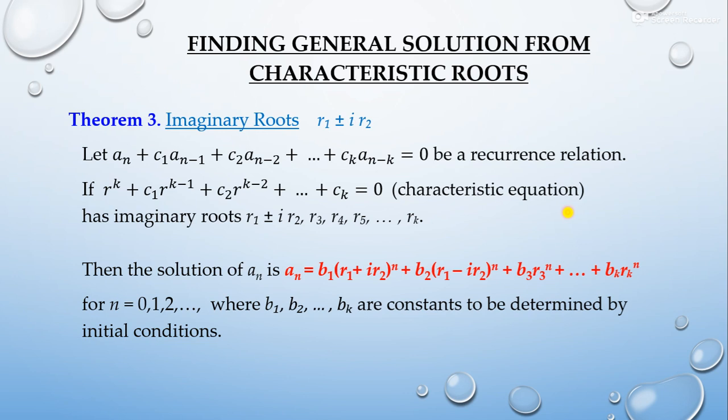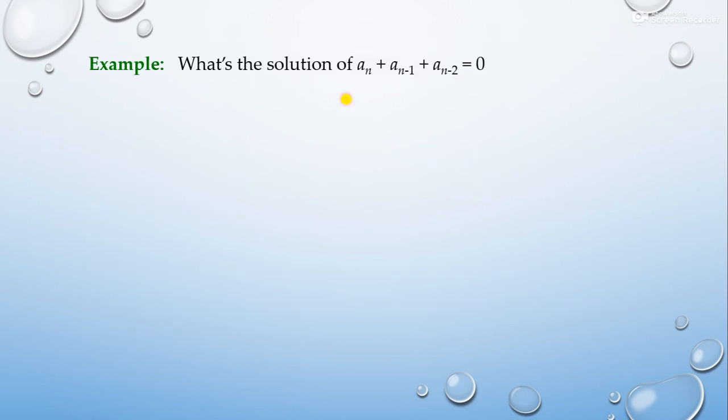So let's try an example for this. Here we have to solve this recurrence relation, a_n plus a_(n-1) plus a_(n-2) is equal to 0. So this is our homogeneous recurrence relation. The first step is to put a_n equal to r raised to the power n. So it becomes r^n plus r^(n-1) plus r^(n-2) is equal to 0.